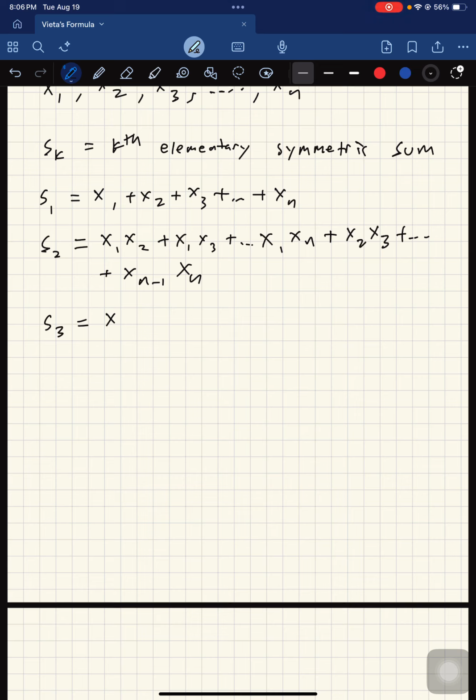And then S3 is going to be, as you can guess, all triplet products. So it's going to look like x1, x2, x3, plus x1, x2, x4, and so on, plus xn minus 2, xn minus 1, and xn. And this is going to be the last triplet. And then this is going to continue until we reach Sn, which is just going to be equal to the product of all of them.